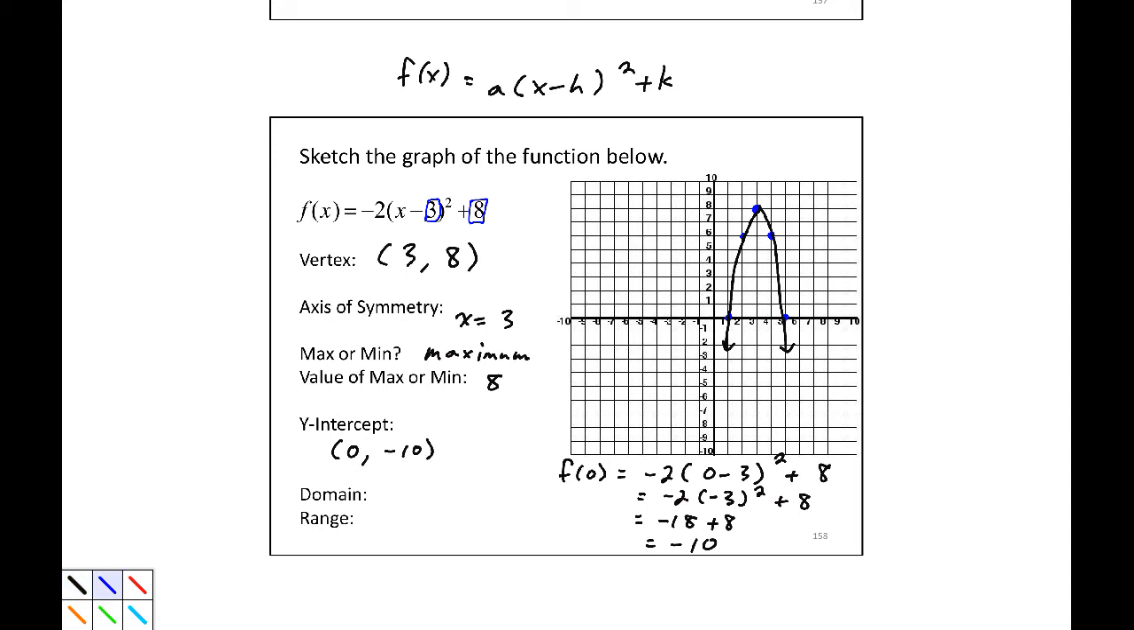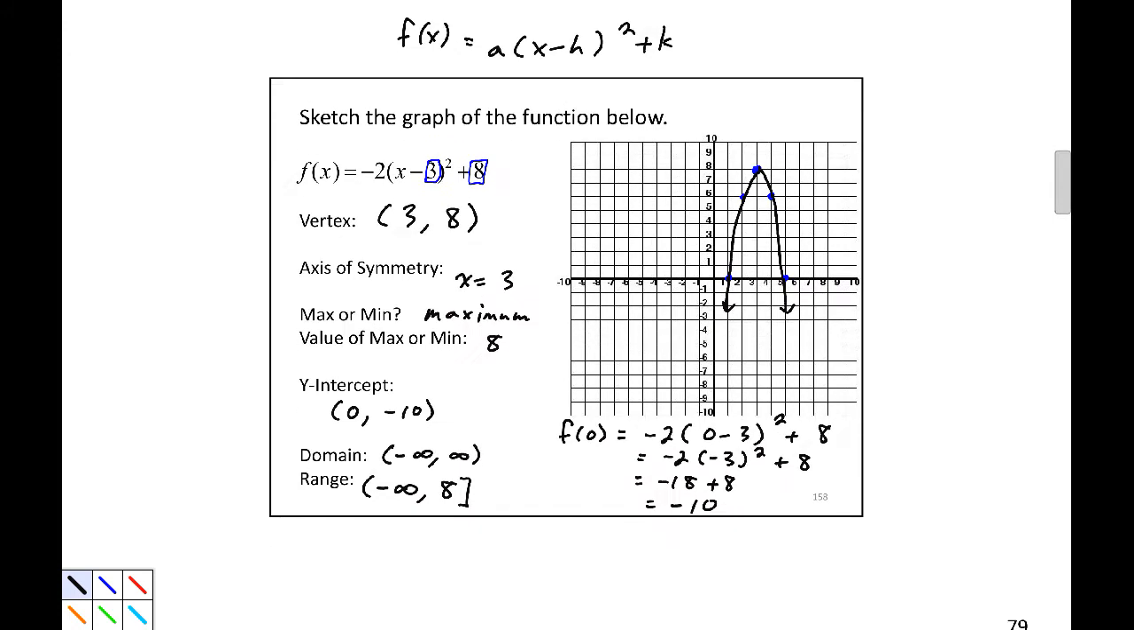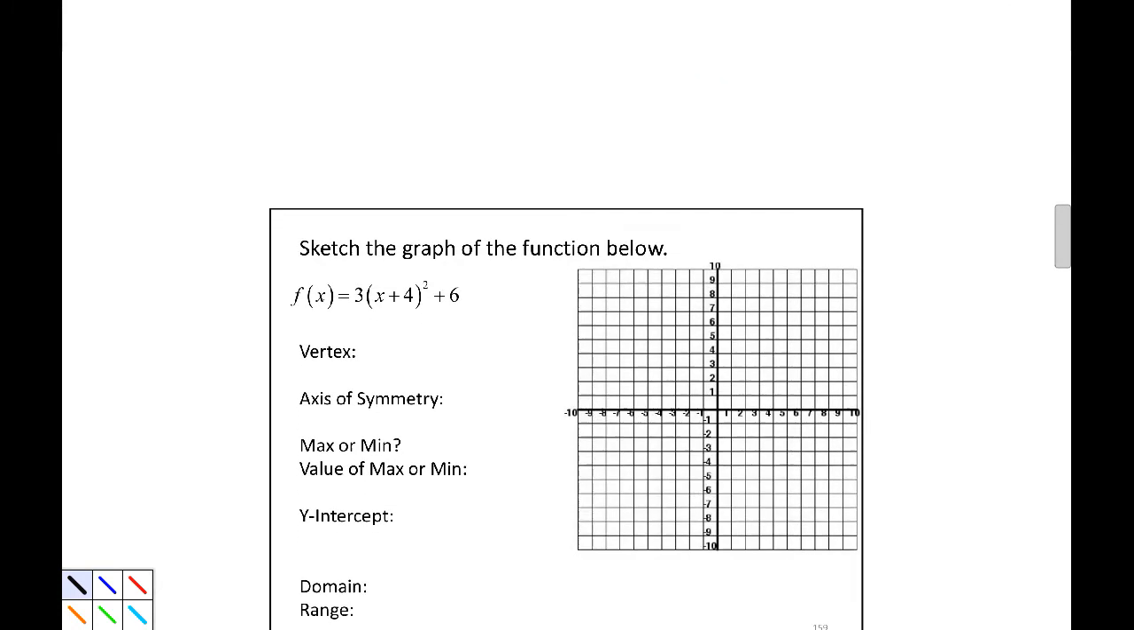Now our domain: because this is a polynomial, even though it's written in this vertex form, it is a polynomial, so the domain is all real numbers, or -infinity to +infinity. And the range, because it opens downward, is from -infinity up to +8, including that 8. Let's look at one more example of this process.